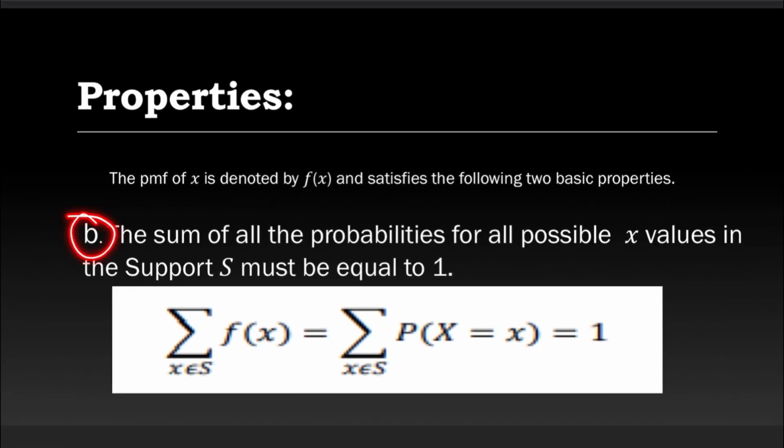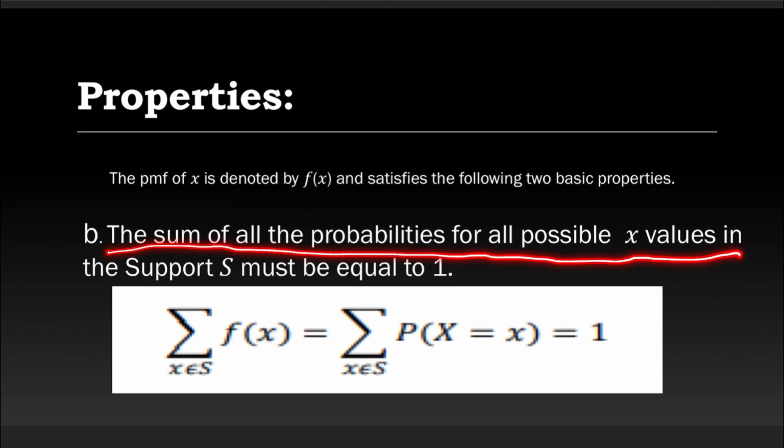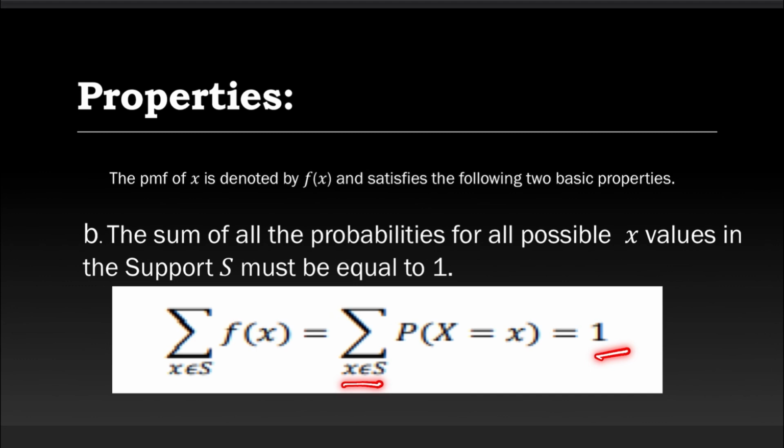Property B: the sum of all the probabilities of all possible x values in the support S must be equal to 1, denoted by the sum of f(x) for x in S is equal to the sum of P(X = x) for x in S is equal to 1.